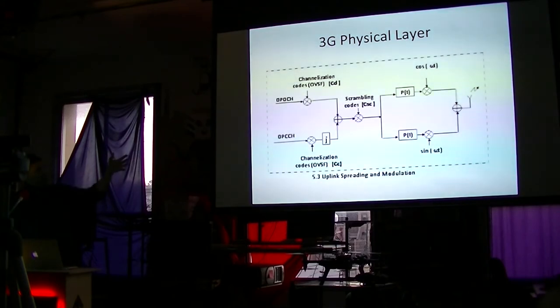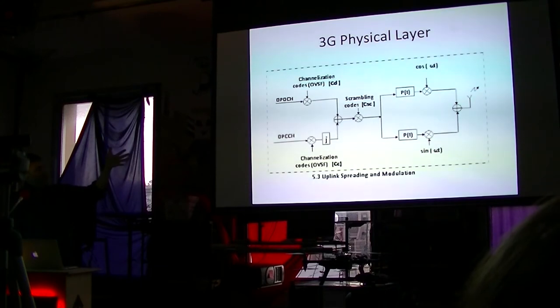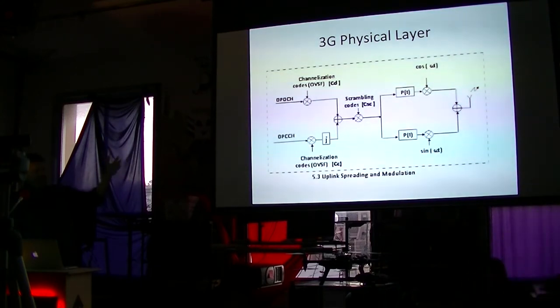So over here on the left, the DPDCH and the DPCCH are the data and control channels for a phone. And we converted to QPSK. First they're spread, then they're converted to QPSK, then they're scrambled. And then they go through a root raised cosine filter to shape it and induce inter-symbol interference, and then they're transmitted.